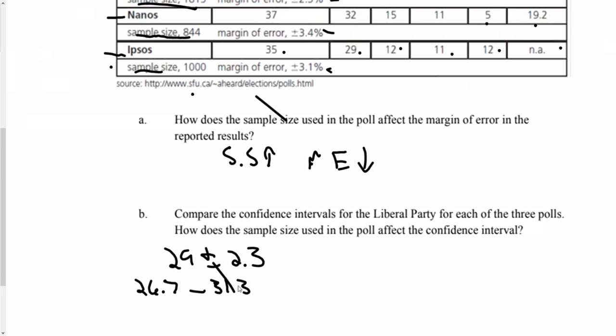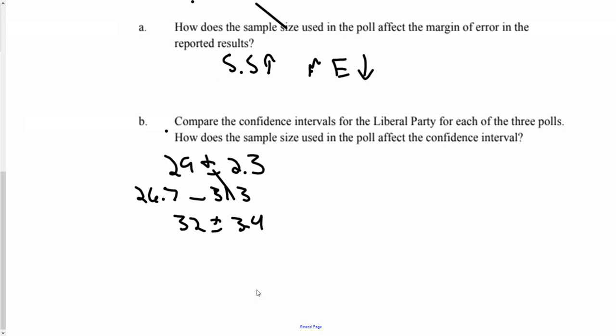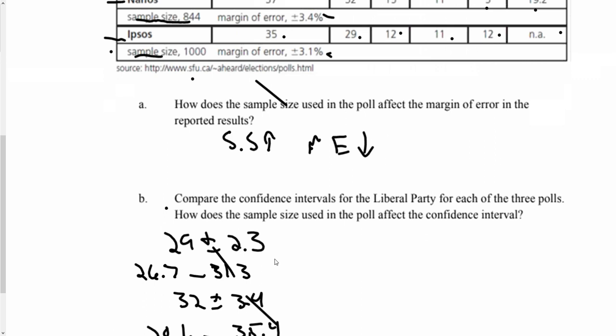My next poll, the Nanos poll, had about 32%, plus or minus 3.4. So that's going to put my data at anywhere from 28.6 to 35.4. You can see your confidence intervals are getting bigger, which is not really what you want, because this is now 7 points difference here. They can be anywhere from 28 to 35%. So this can be going from the official opposition in the House of Parliament, to 35.4% could put them at the majority. It's quite a wide range.